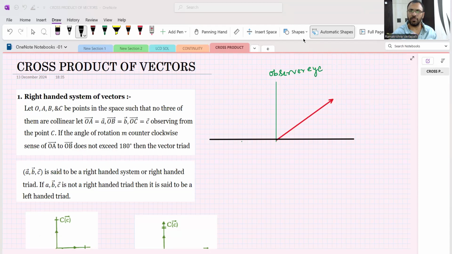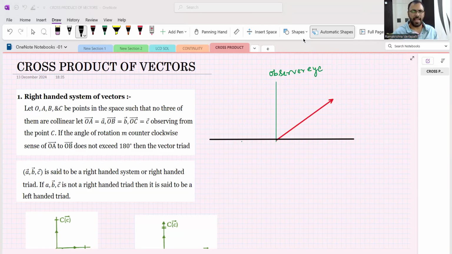In this video, I will explain what is the cross product of two vectors. There are plenty of questions in JEE Main and JEE Advanced related to the dot product and cross product of vectors. Vector algebra has a very good weightage in the JEE Main as well as JEE Advanced exam.